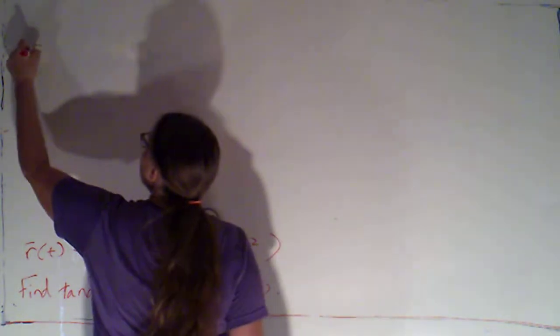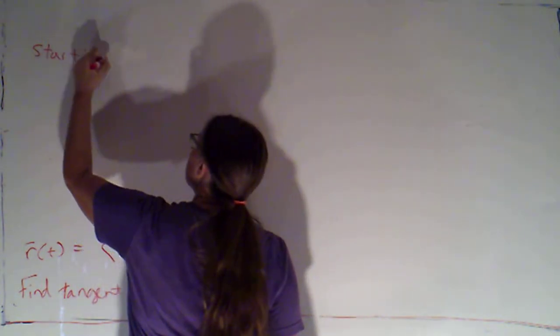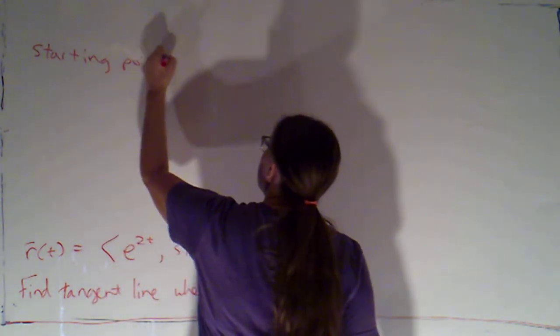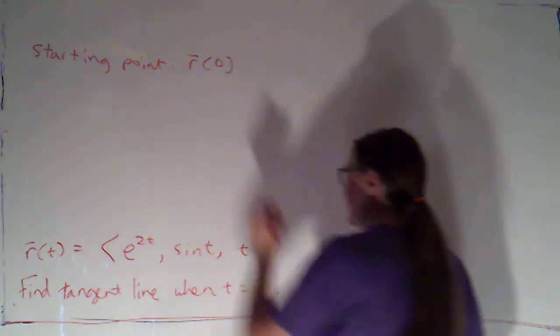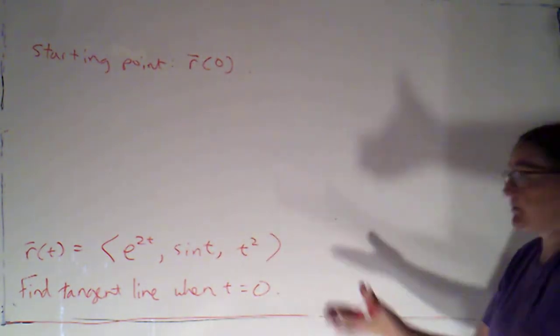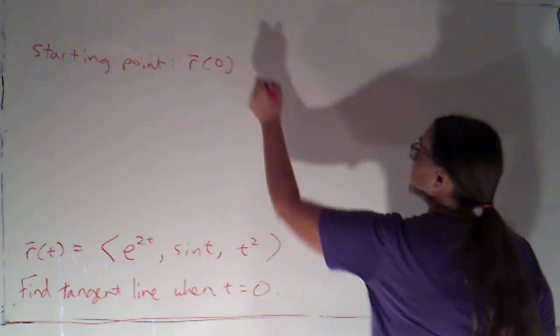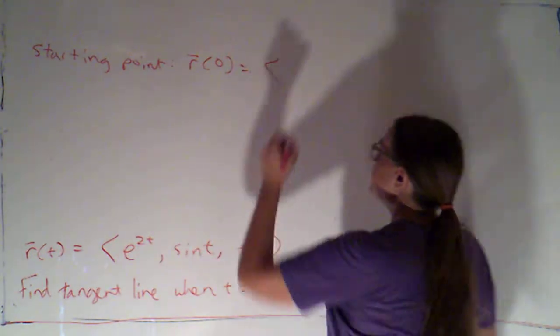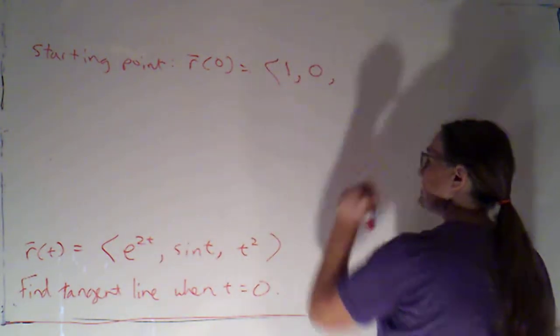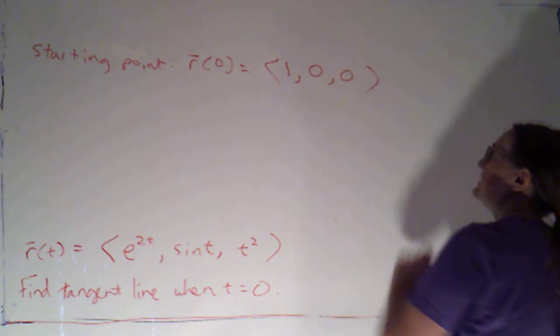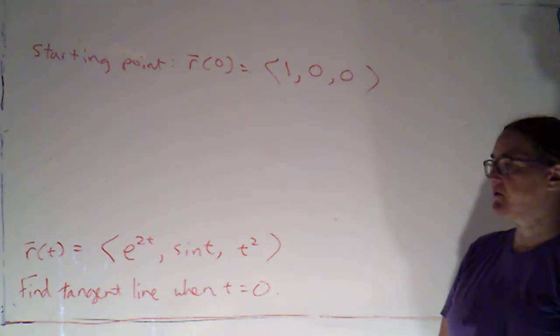Okay. So for my starting point, that's just going to be r at 0. So I'm just going to plug in 0 to this function. So that's going to give me e to the 0 is 1, sine of 0 is 0, 0 squared is 0. So my starting point is 1, 0, 0.